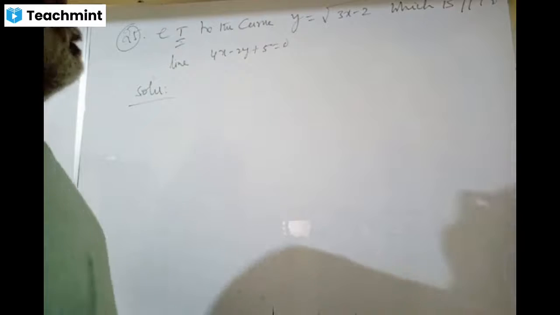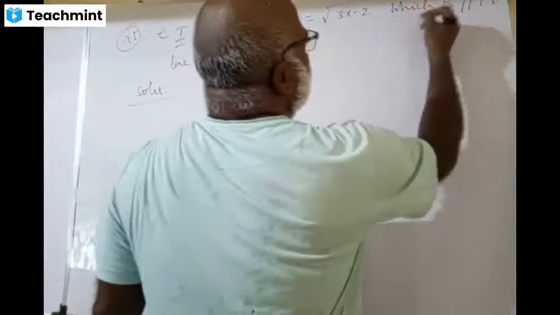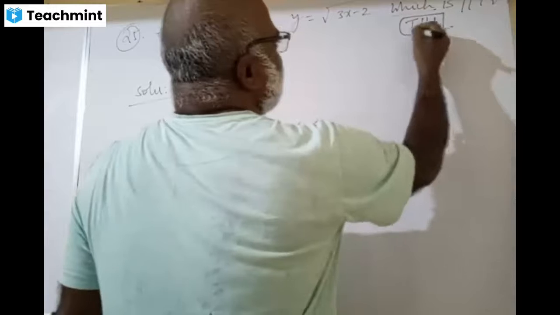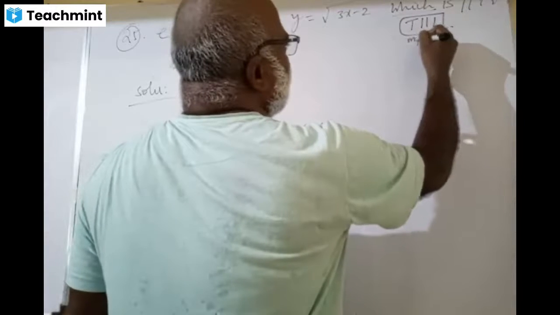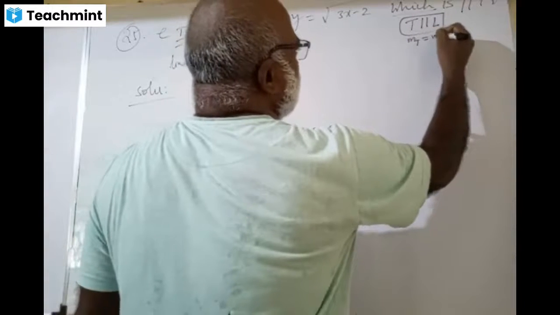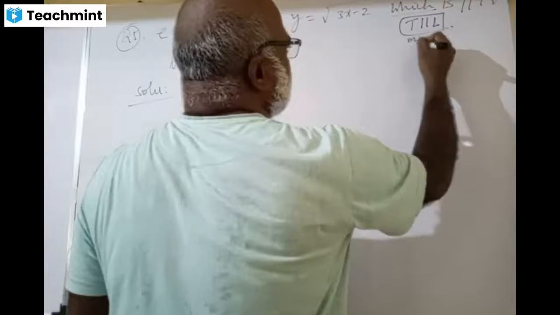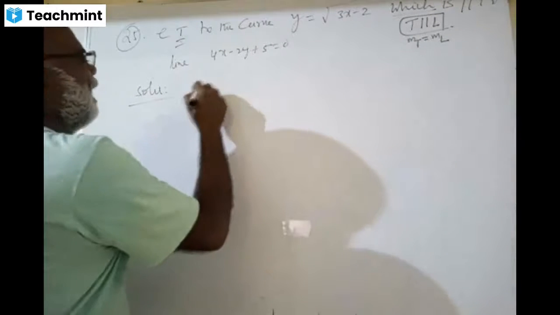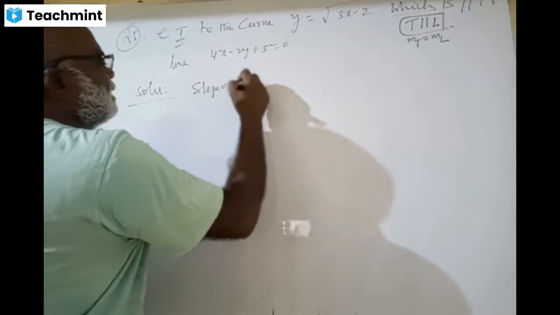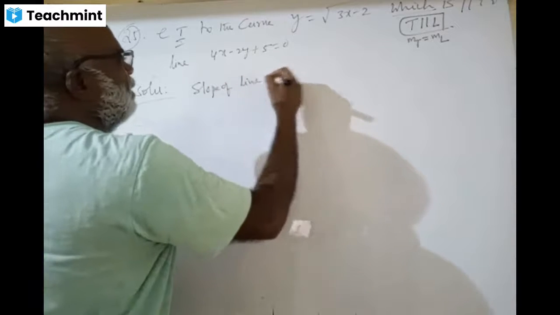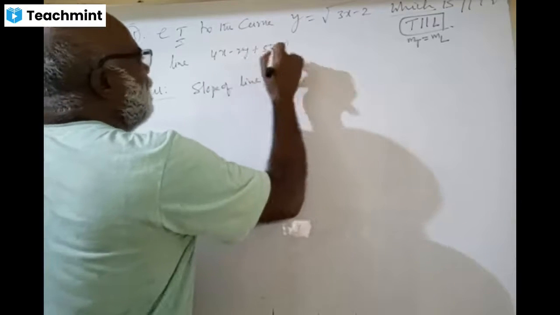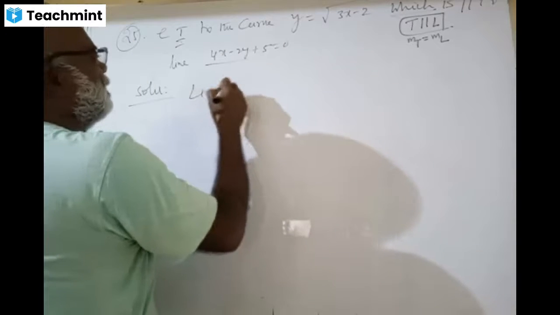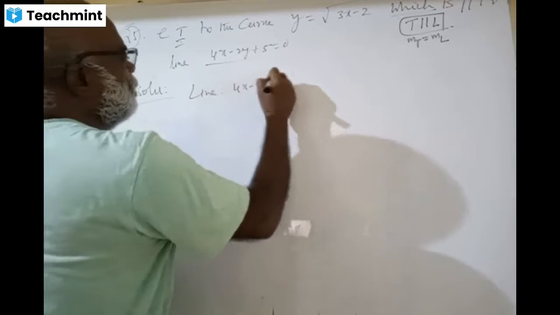Brilliant. Which means what? Tangent is parallel to the line means the slope of the tangent is the slope of the line. How do you find the slope of a line? Dharanya, please tell me. The line is 4x minus 2y plus 5 equal to 0.